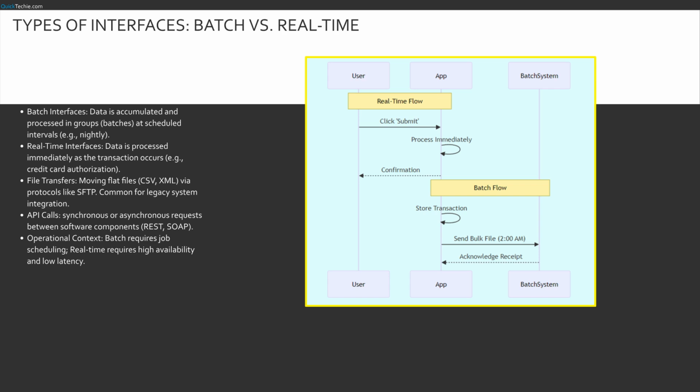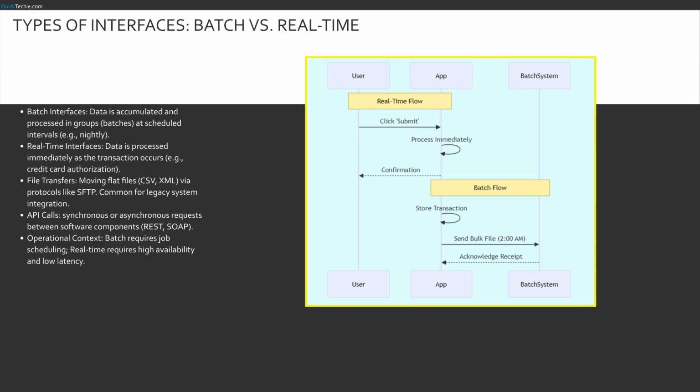In IS operations, we generally categorize interfaces into two buckets: batch and real-time. Batch interfaces are like a bus schedule. Data waits until a specific time, say 2 a.m., to move in bulk. This is common for financial reconciliation or payroll. Real-time interfaces are like a taxi. The moment a user clicks buy, the data travels to the payment processor immediately.